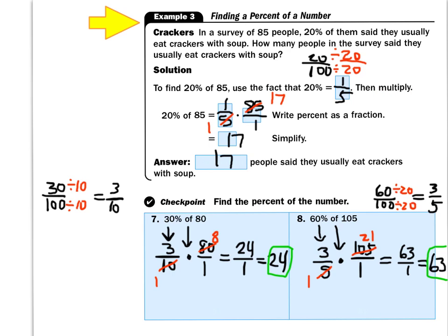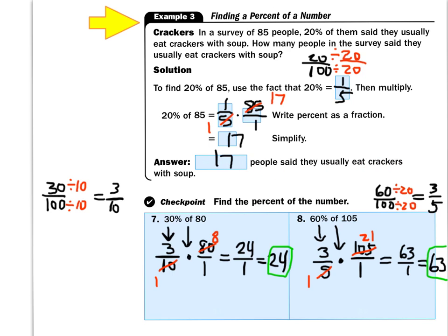And then we're going to multiply. So let's change the 20% to 1 over 5. The of in algebra means multiply. And let's write 85 like a fraction, 85 over 1. And then look at the 5 and the 85. We can cross cancel or simplify. 5 goes into 5 once. 5 goes into 85 17 times. So that gives us 17. So we would answer that 17 people said they usually eat crackers with their soup.